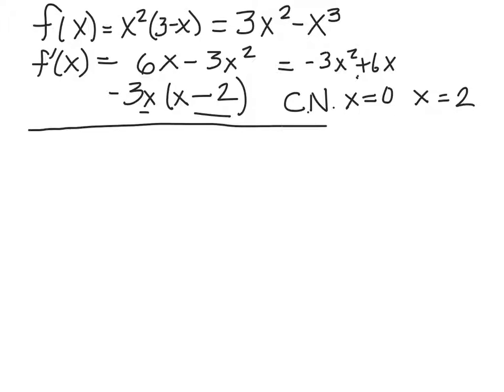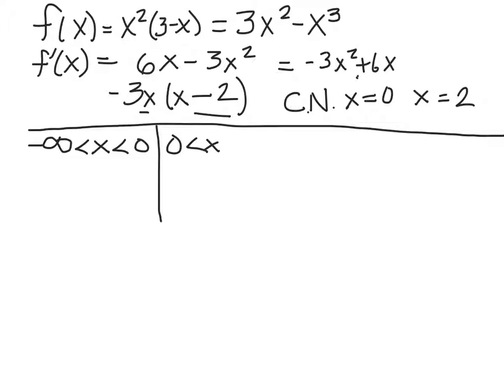Okay, so now I have my critical numbers, and I'm going to quickly make my intervals. Remember again, it's a continuous function, and so negative infinity and positive infinity are involved. So negative infinity to 0, 0 to positive 2, and 2 to positive infinity.